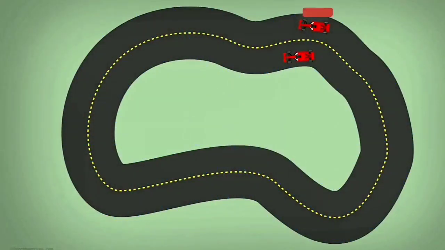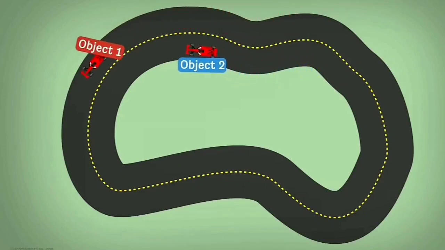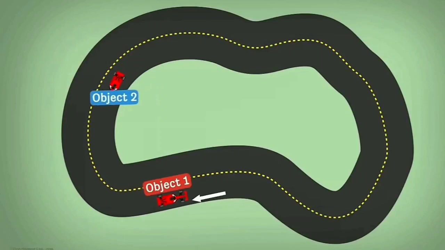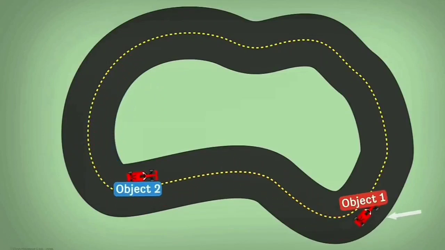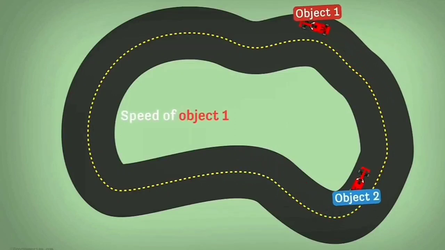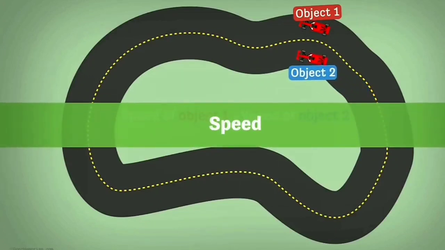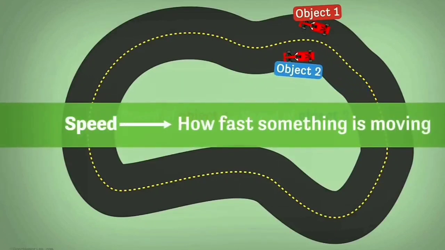How do we know whether an object in motion is traveling faster or slower than another object? Consider two objects, Object 1 and Object 2, both moving along the same path. Just by looking at their motion, can you tell me which one of them is moving faster? Clearly, this one is moving faster. In comparison to Object 1, Object 2 keeps lagging behind. Hence, we say that the speed of Object 1 is more than the speed of Object 2. Speed is that physical quantity which tells us how fast something is moving.